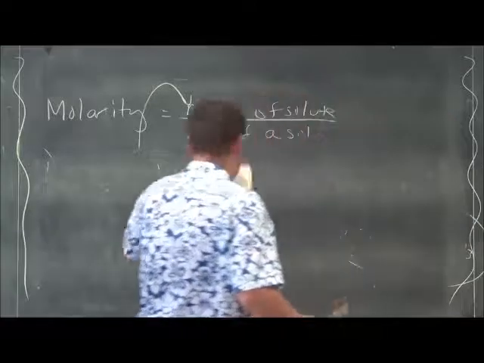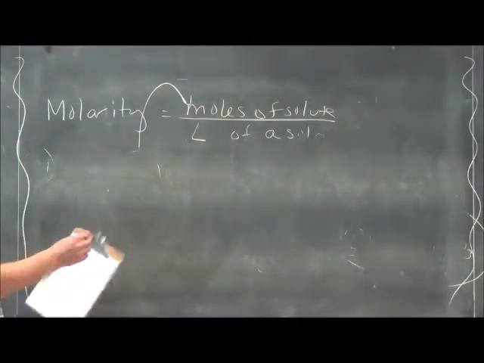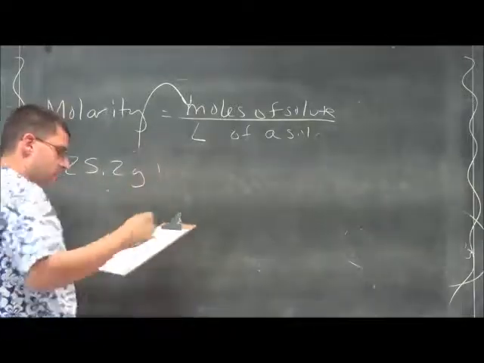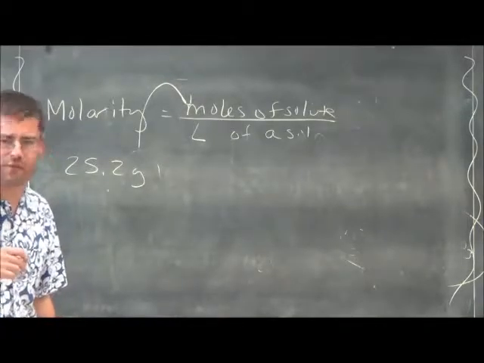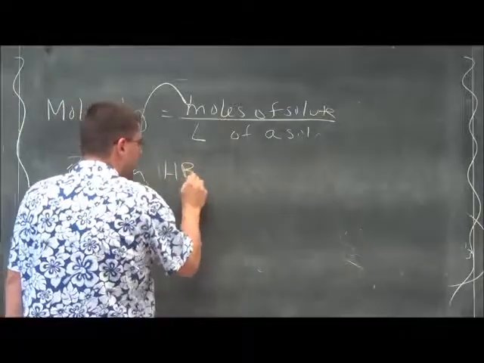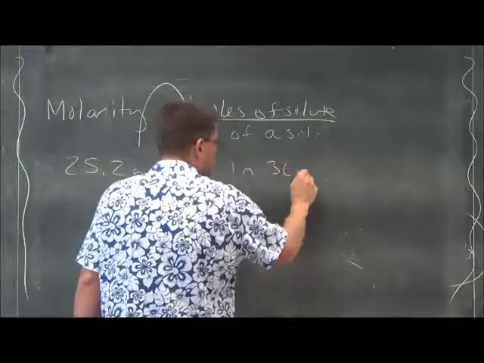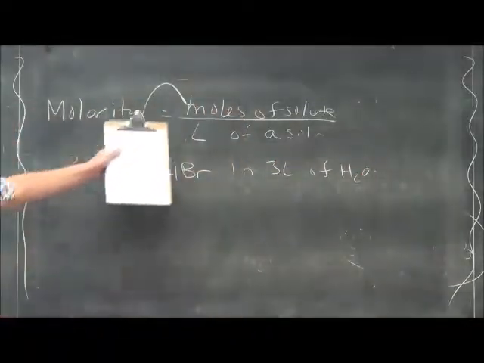Let's take a look. So the first two I set up there on purpose as moles. Now I'm going to give you grams. Oh boy. So now you have to find 25.2 grams of hydrobromic acid, or hydrogen bromide, as some of you said. Hydrobromic acid, HBr, in 3 liters of water. Okay. You're given grams, but I need moles.